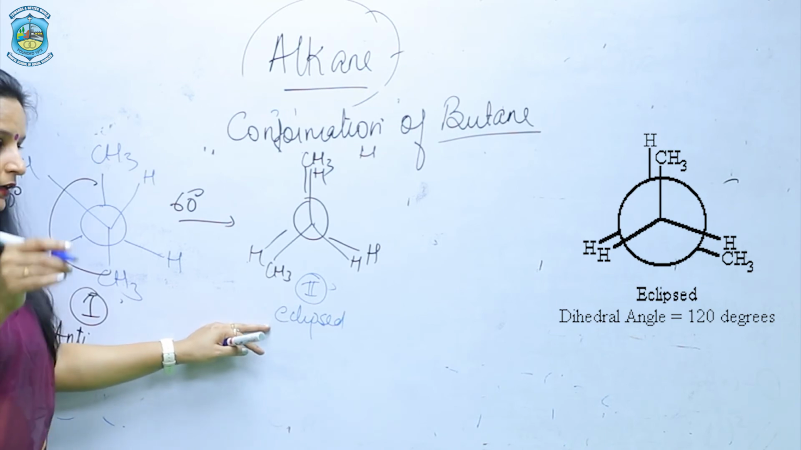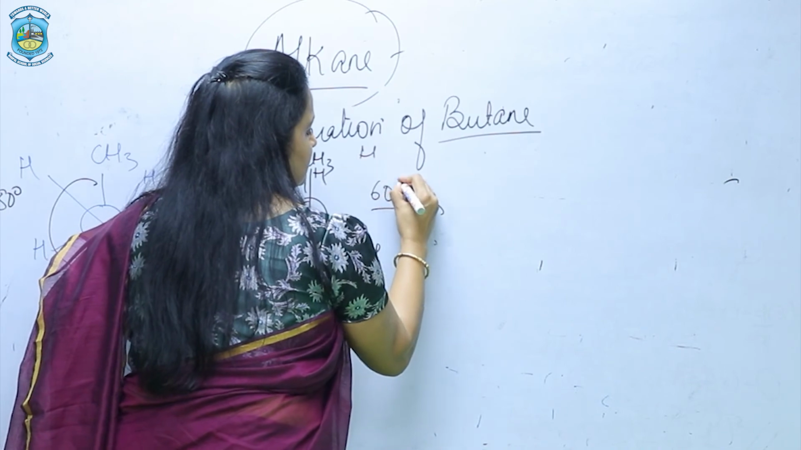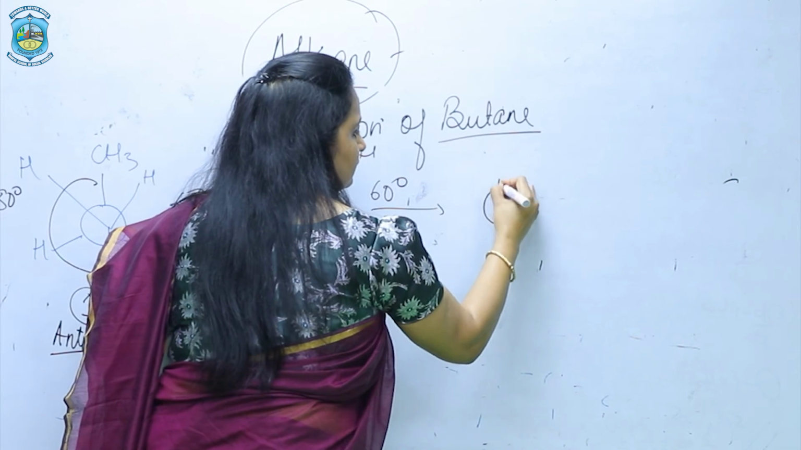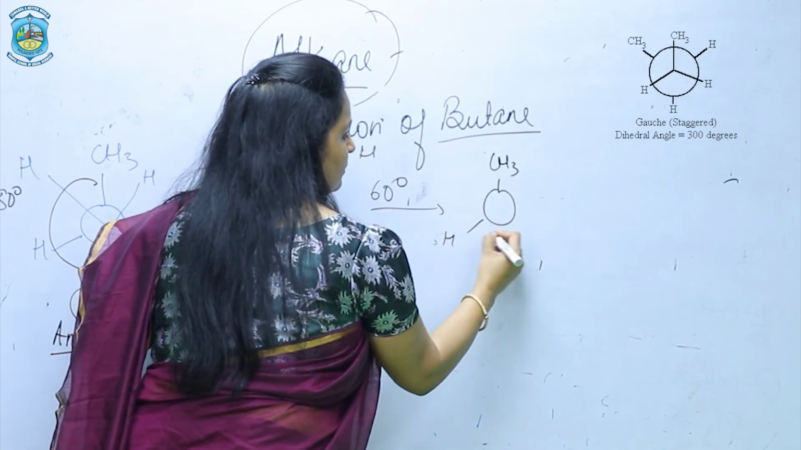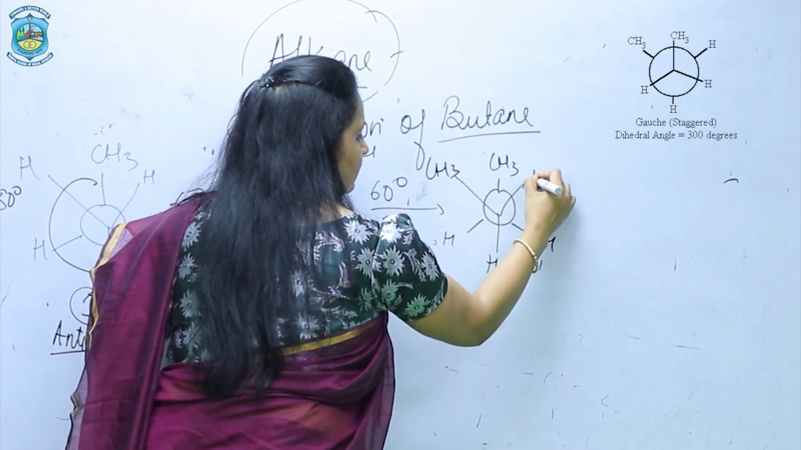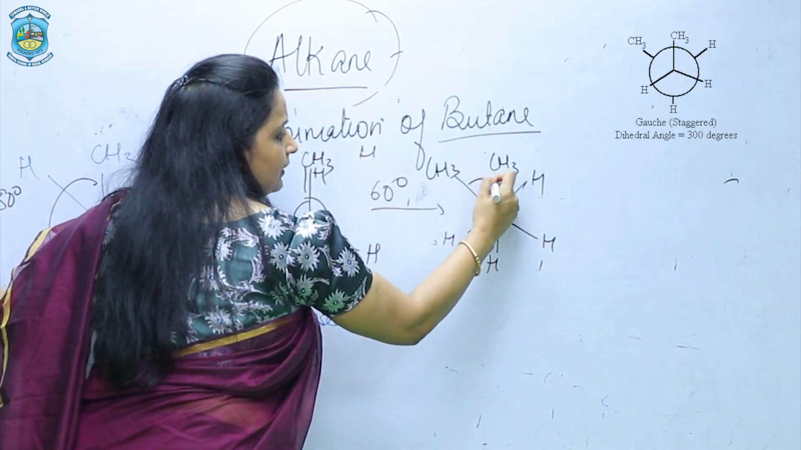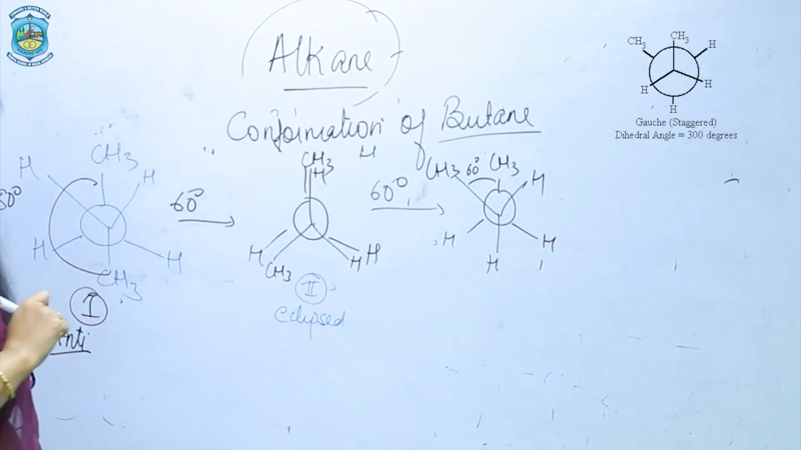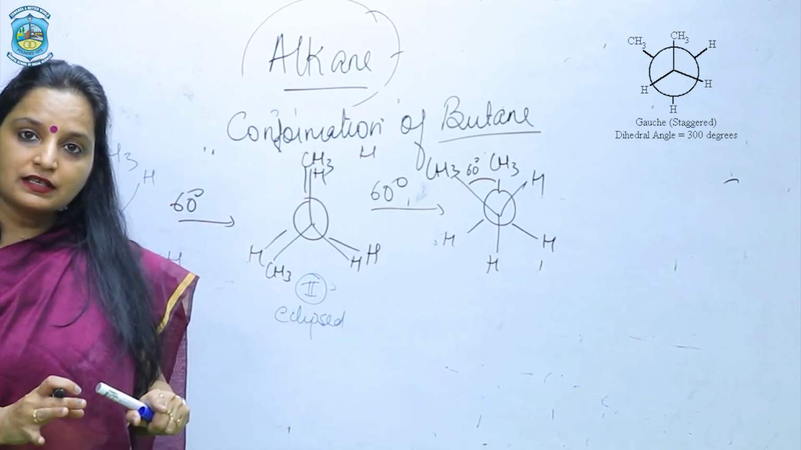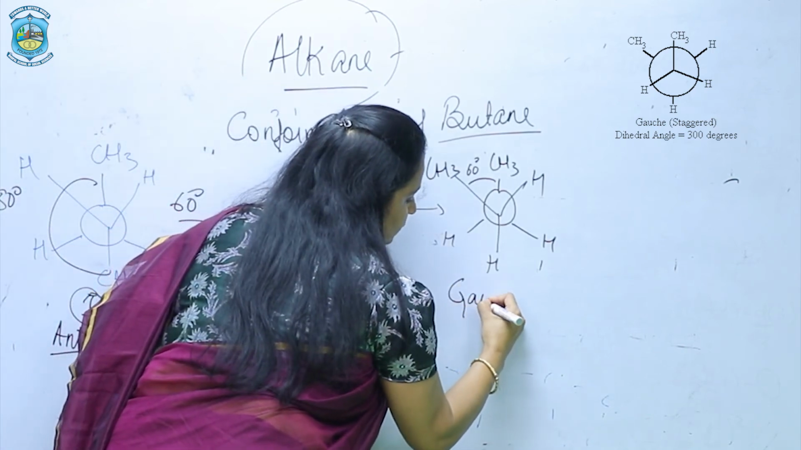conformation of butane. Now, again what will we do? We will again rotate it by 60 degrees and what will we get? Back carbon in its original position and front carbon with CH3, H and H. Now, in this case the 2 CH3 are 60 degrees apart, or I can say the dihedral angle between the two CH3 is 60 degrees. So, this conformation is called the gauche conformation.